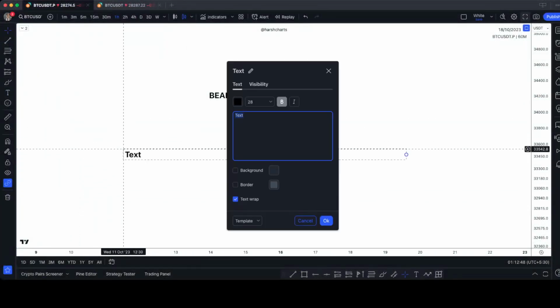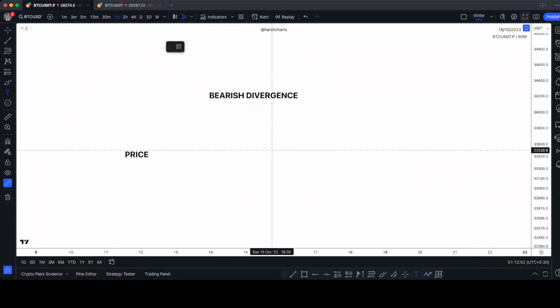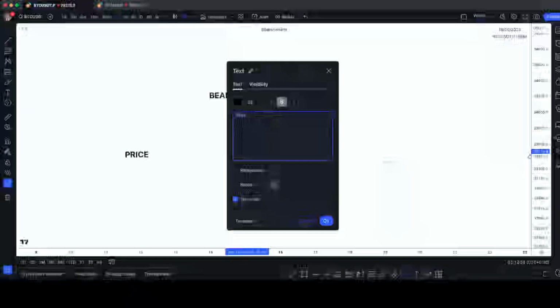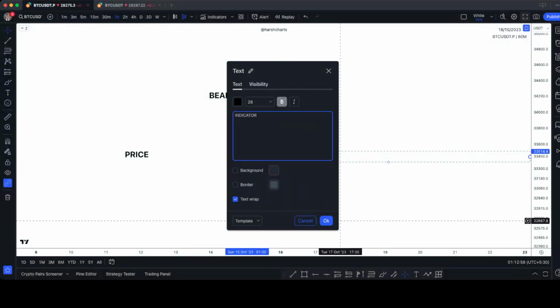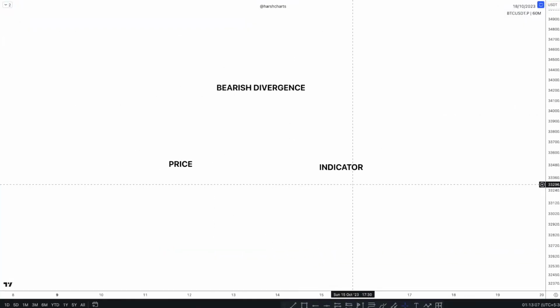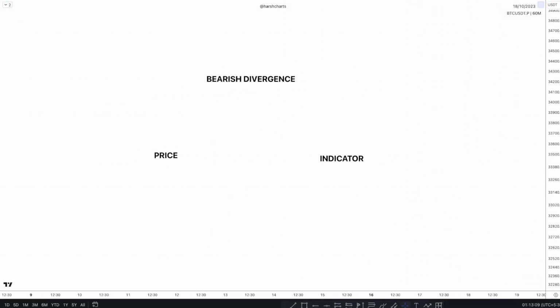Okay, let's say this is the price and this is the indicator. Okay, cool. So this is the price and this is the indicator and this is the bearish divergence. So now let's try to learn it. So price here is like, say, okay, so it's a bearish divergence.